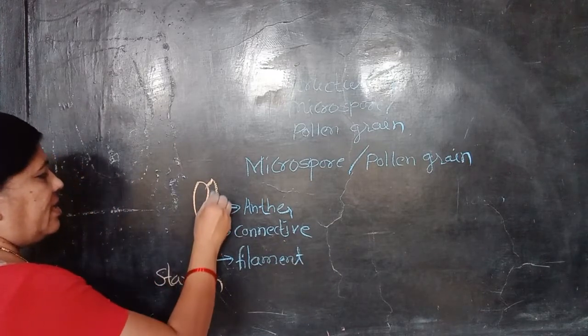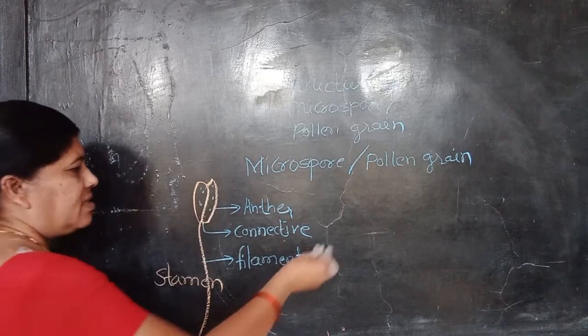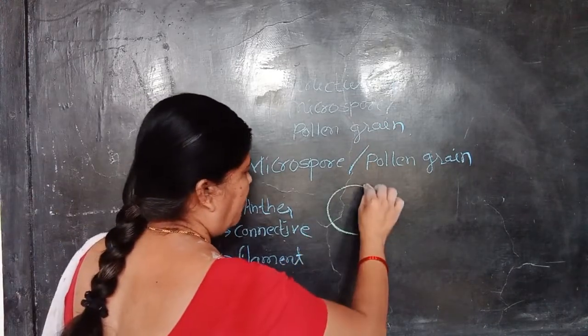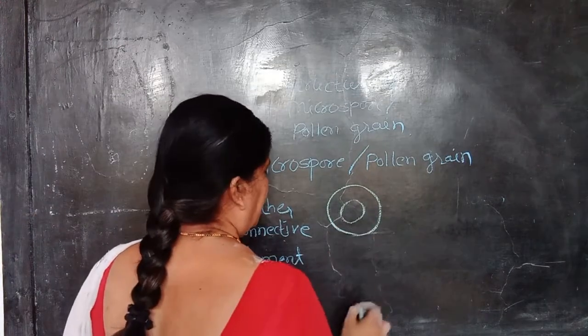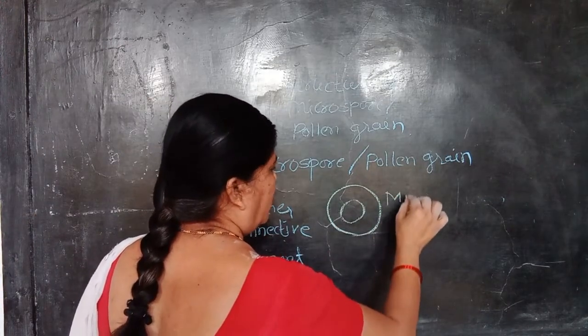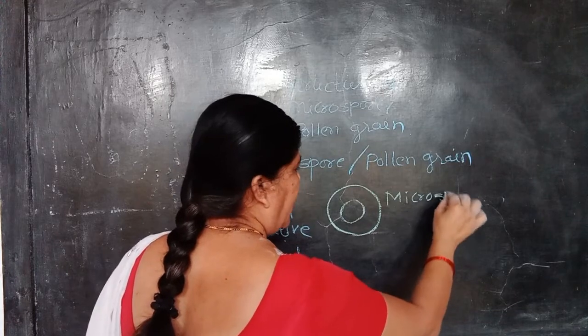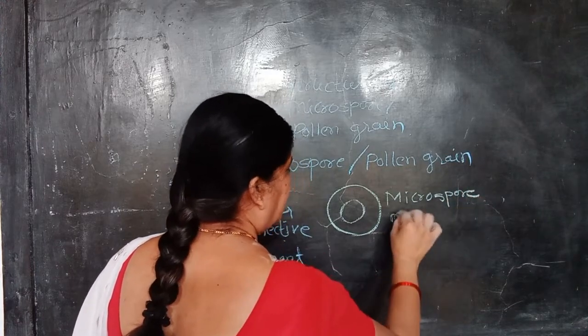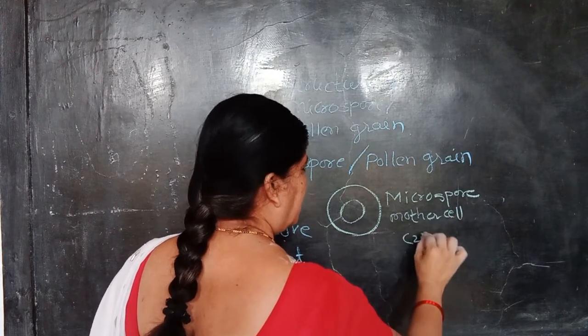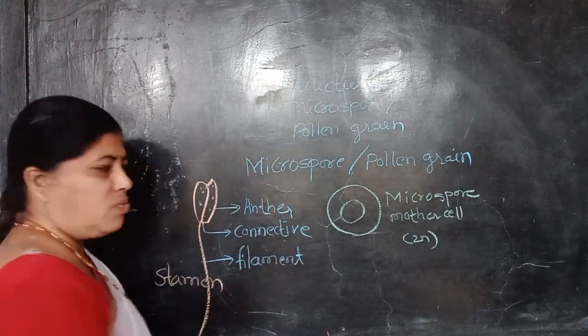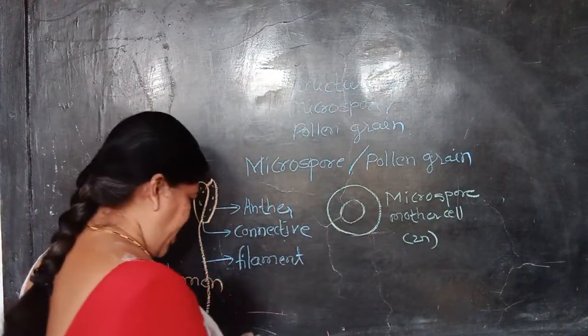So inside the anther, pollen mother cell is present. This pollen mother cell is also called as microspore mother cell. Microspore mother cell is diploid, means chromosomes are present in pair.